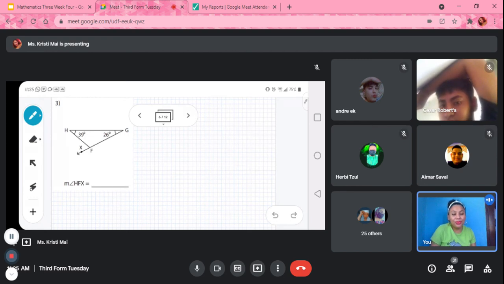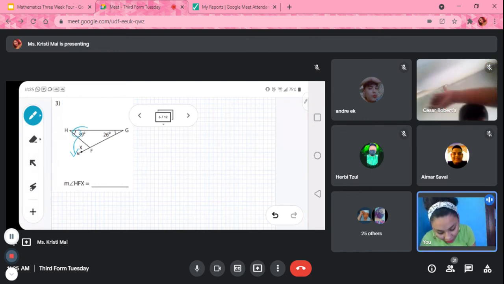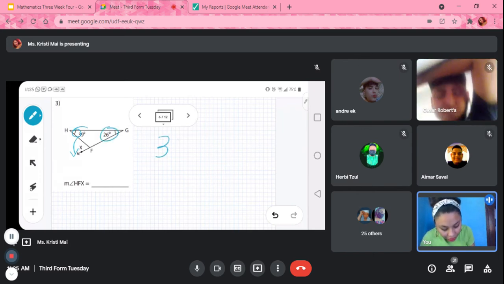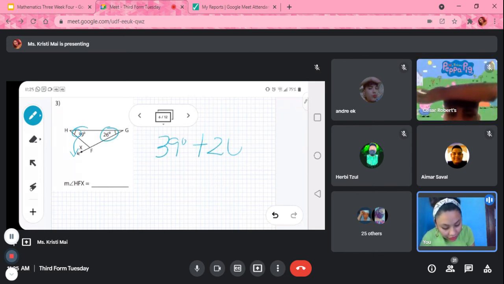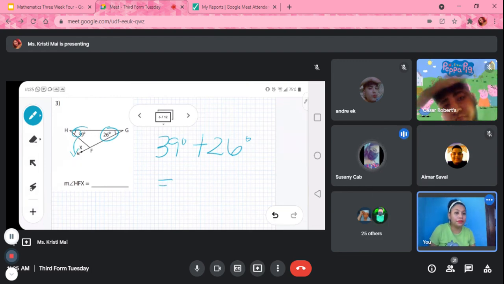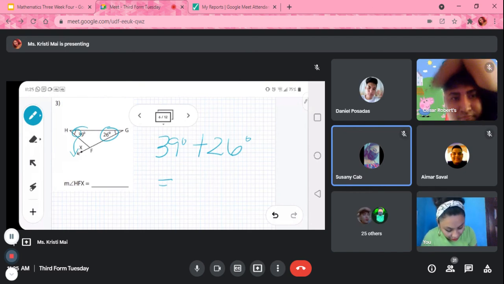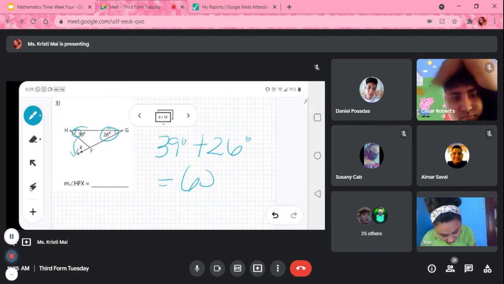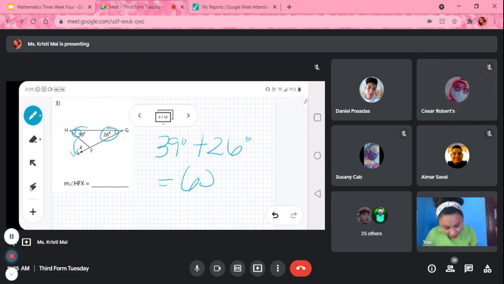The last two questions ask for angle HFX. So they're looking for this angle over here. And because I'm looking for an exterior angle, I will add the interior opposite angles, which are these two. So I'm going to take 39 degrees and I'm going to add it to 26. What would that give you? 65. 65 degrees.